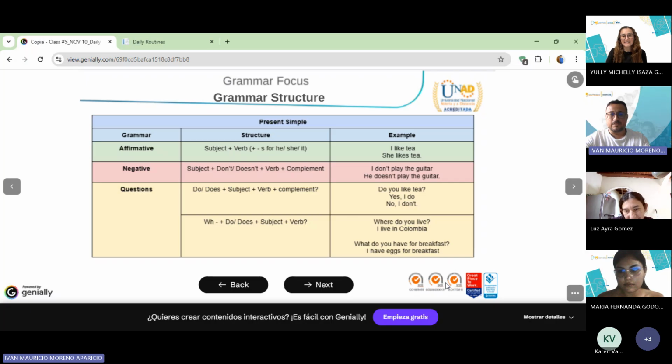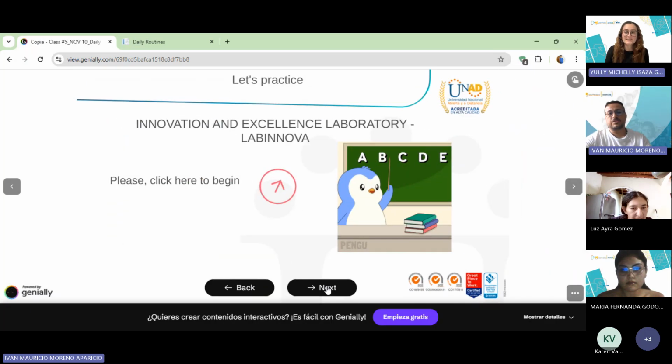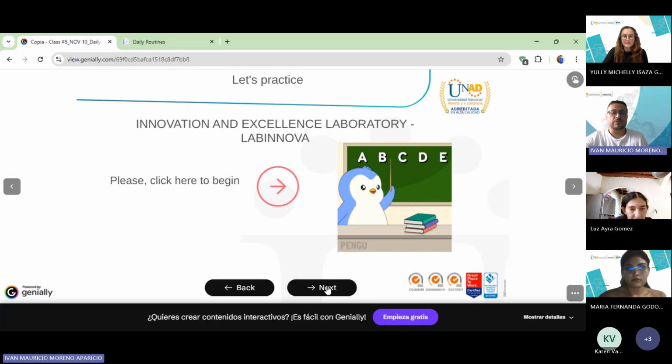Okay, thank you, Julie. Julie is going to continue now explaining the Innovation and Excellence Laboratory LabInnova. This is a digital research and gamified activities that we created for you, girls, for this class, okay?